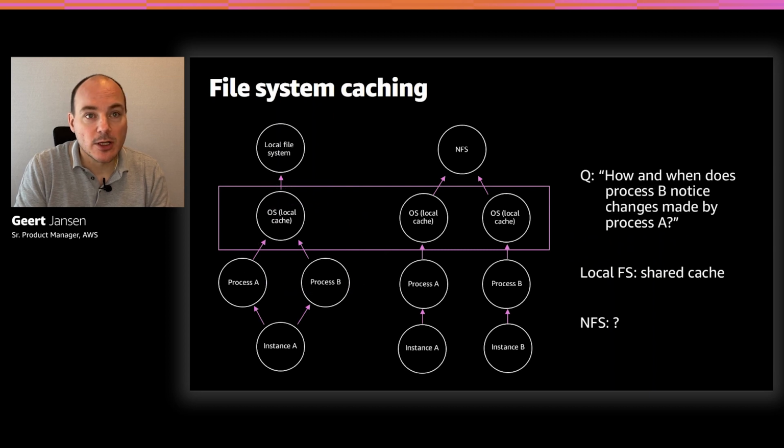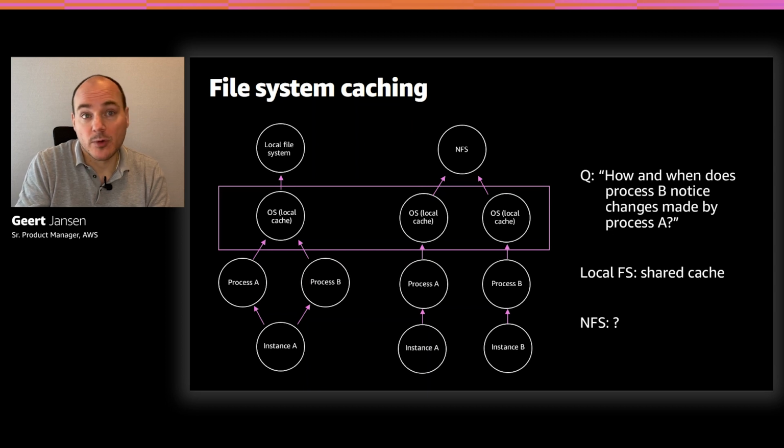Okay, so let's talk about file system caching as a generic concept. We know pretty much since the early days of Unix that caching is important to get good file system performance. On the left-hand side of the diagram, you'll see how this works for a regular local file system. I've got a single instance A and two processes that want to use the file system. They do that by calling into the kernel running on instance A.